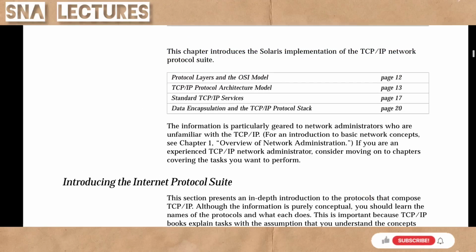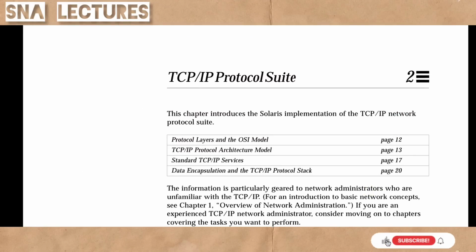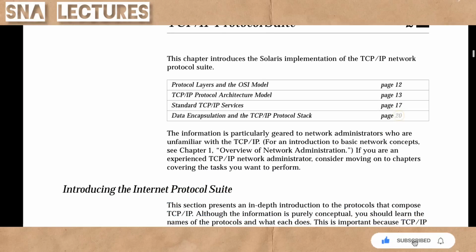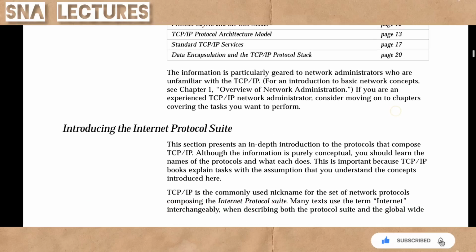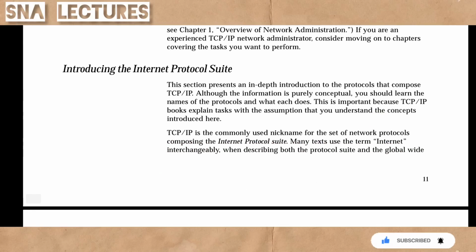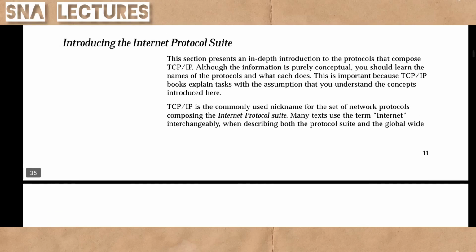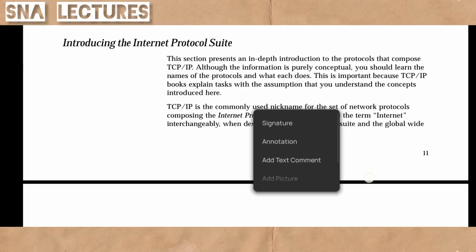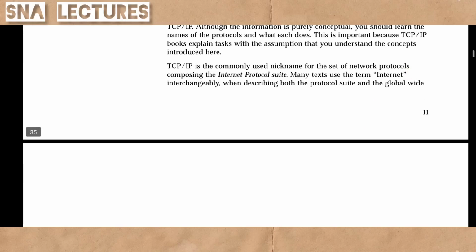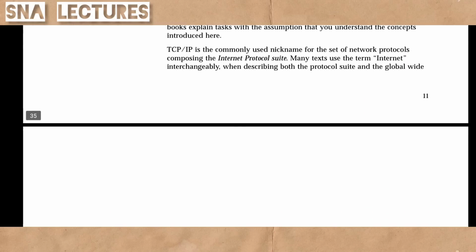Hello guys, in today's lecture we are going to see the TCP/IP protocol suites, which is the second part. In TCP/IP, first of all we are going to see the introduction of the TCP Internet Protocol suite. This section represents an in-depth introduction to the protocols that compose TCP/IP. TCP/IP is commonly used as a nickname for the set of network protocols composing the Internet Protocol suite.